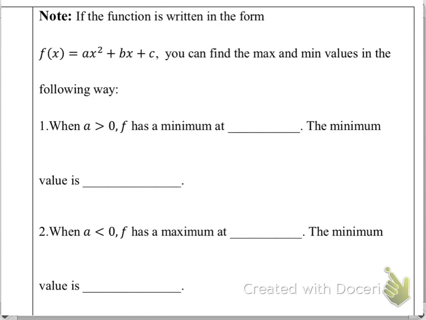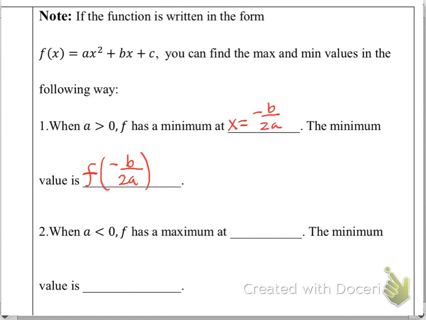So if you don't feel like completing the square, when A is greater than 0, we know we're going to have a minimum because it's going to be opening upward at negative B over 2A. That's the X value. So the X value is going to be negative B over 2A. And the minimum value is going to be F of whatever that X value is, which is F of negative B over 2A. Okay, so this is an easier way to find your min and your max without having to complete the square.